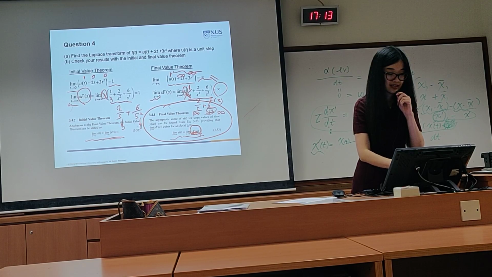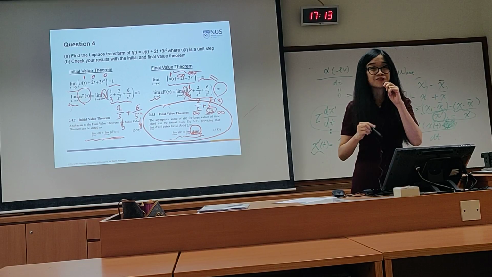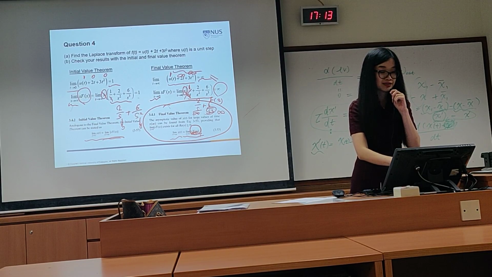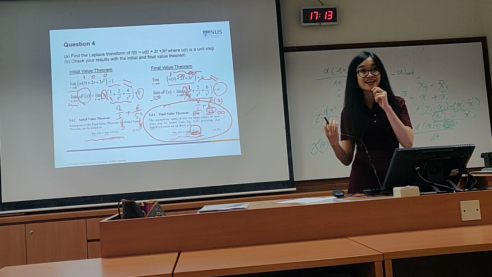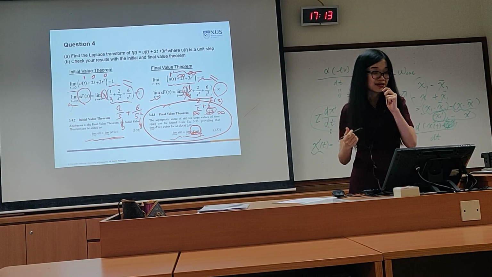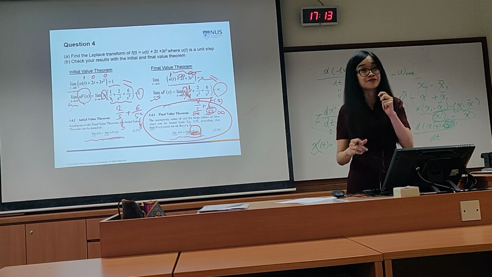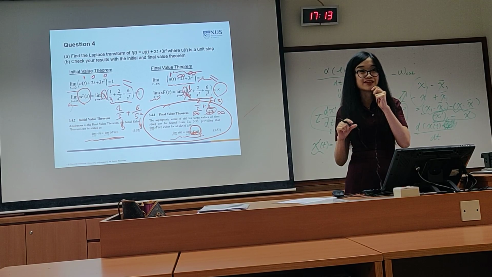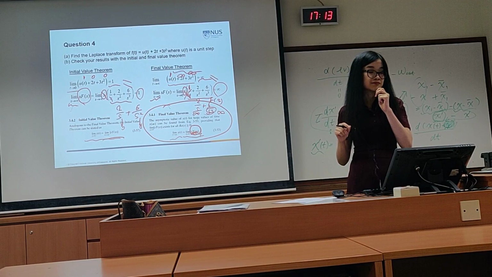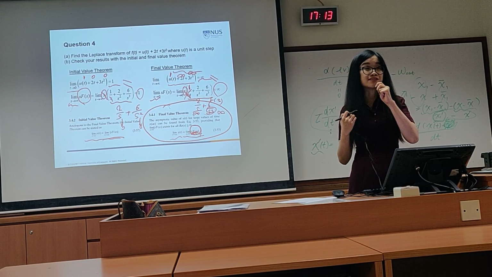Similar here. Therefore, this becomes 1 plus 0 plus 0. The whole value is just 1. So again, these two sides are equal to each other. So this is how we check the results using the initial value theorem, and it holds as well. So we got confidence that our transformation meets both theorems.